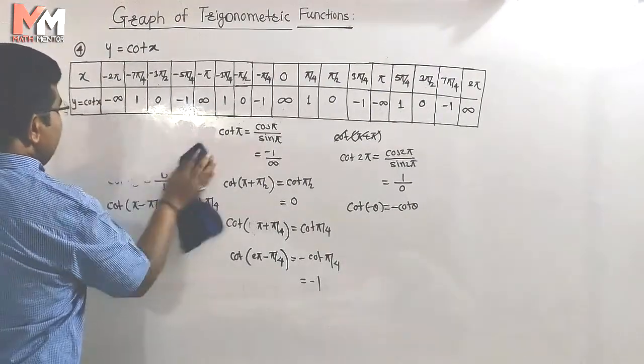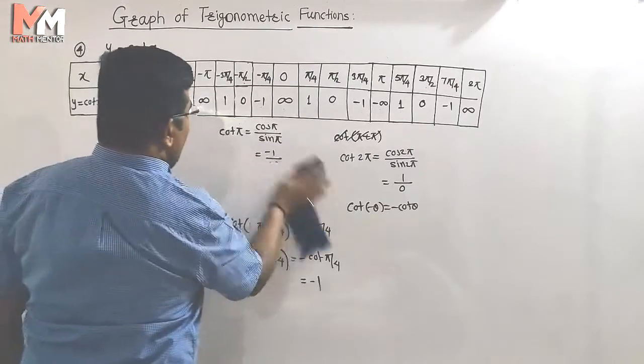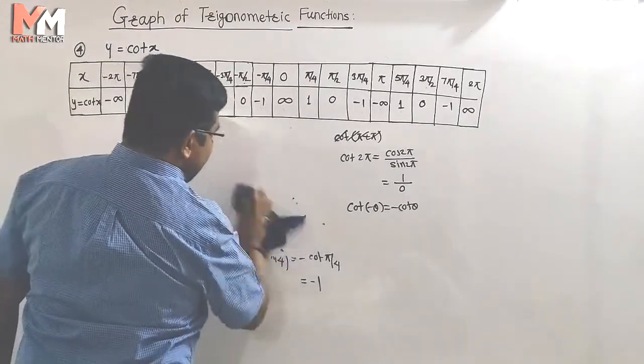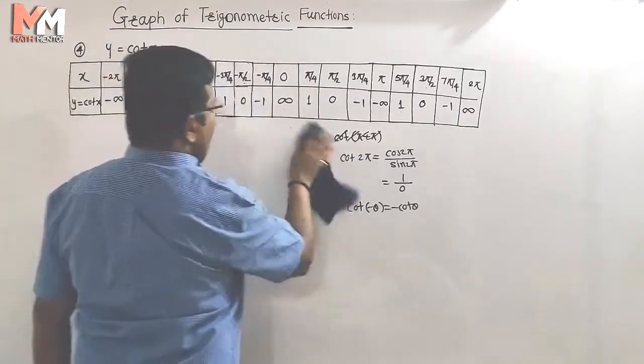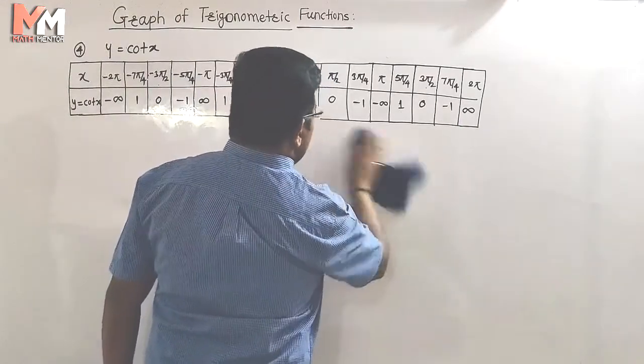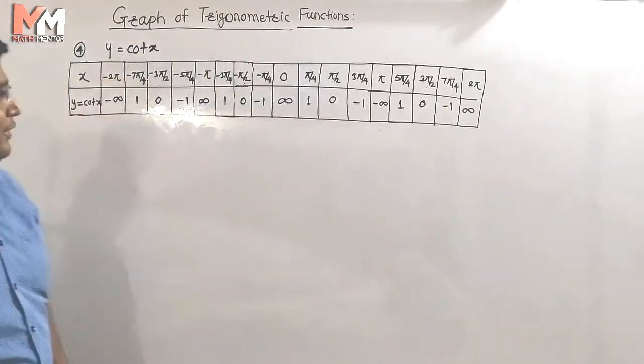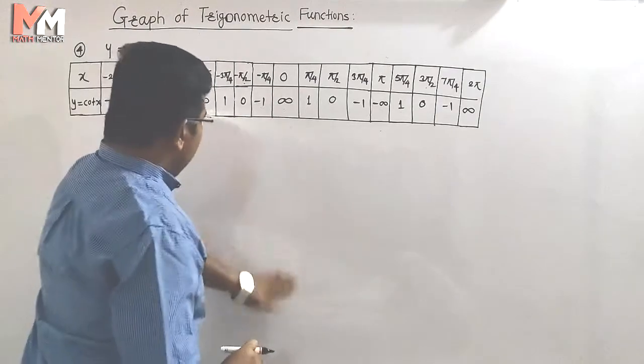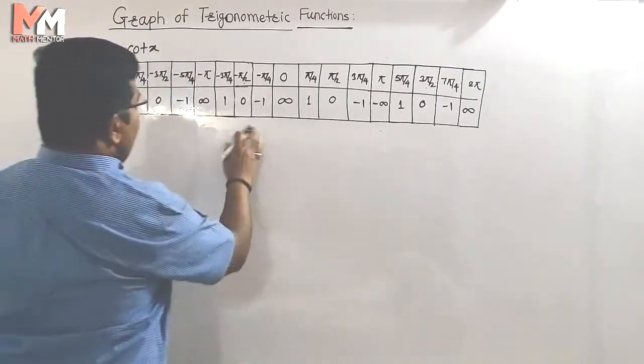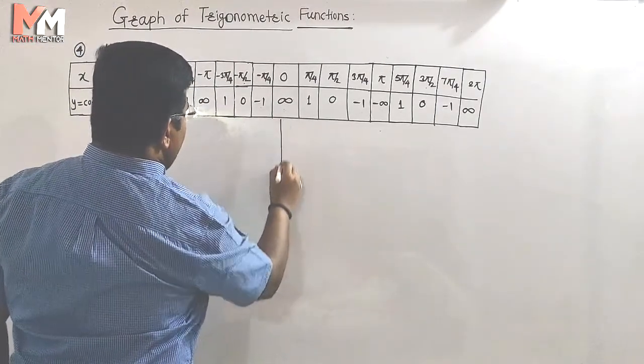So by using these values we can draw the graph of the function y is equal to cot x, the cotangent of x. For this we have to draw a coordinate system. This vertical line is the y-axis.